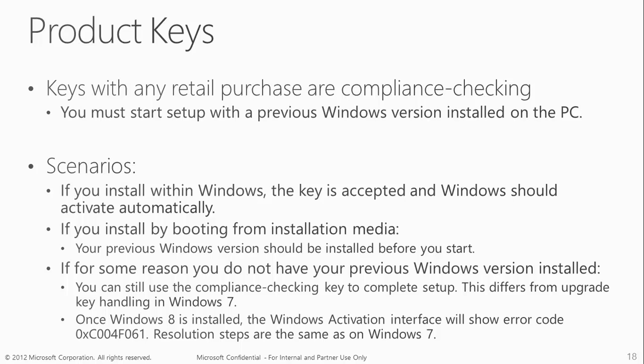If you want to install or reinstall Windows on a PC, then your previous Windows version should be installed first. This is the same as using an upgrade key when installing Windows 7. If for some reason you can't have your previous Windows version installed before you kick off setup for Windows 8, Windows 8 will still accept your key. You'll be able to install Windows 8, but you will encounter an activation error, 0xC004F061, once installation is complete. We talk more about this error and what you can do about it once we get to the activation module next.